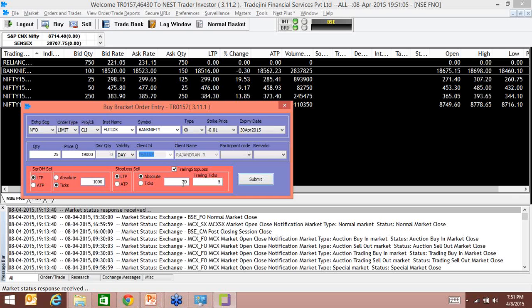Same way over here, if you have to put it, you're going to put it in terms of ticks. So if it is 20 ticks, it will be only say 1 rupee, and then how you trail it, right?